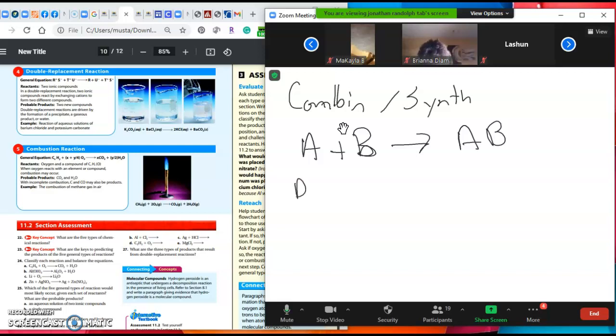Decomp is the same thing, but just in the opposite direction. So AB yielding A plus B. Now, these are just general definitions of how these reactions take place and what's going on with them. What I will do later is be a little bit more specific about what's going on with all of them.